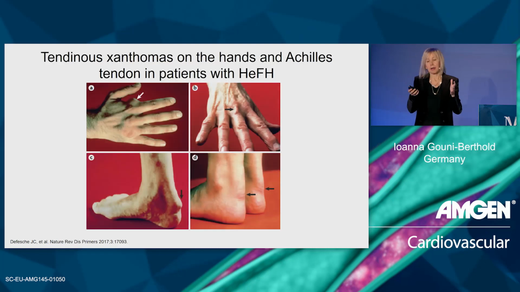So anyway, please remember FH is a very easy disease to diagnose. Just think of 2 things, LDL more than 190 milligrams per deciliter and family history of something, hypercholesterolemia or cardiovascular disease. Or, of course, if you are lucky, you see these tendinous xanthomas. We don't see them that often.